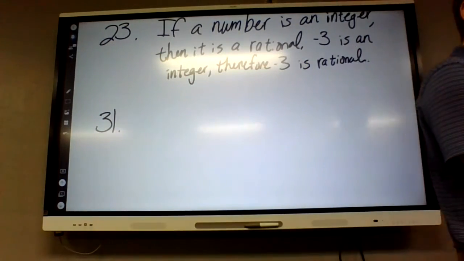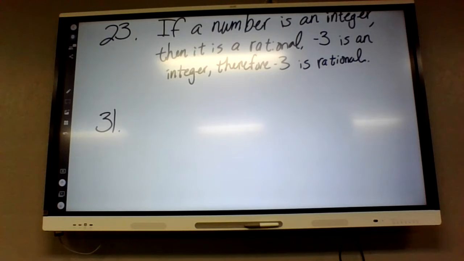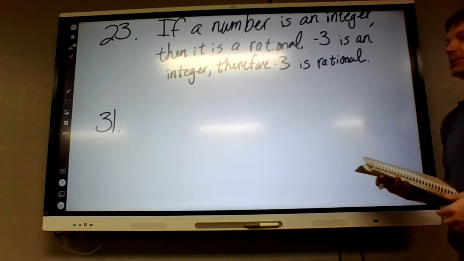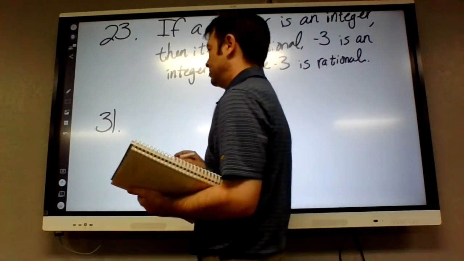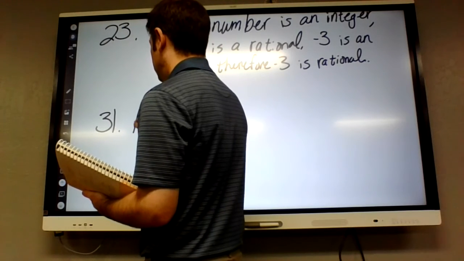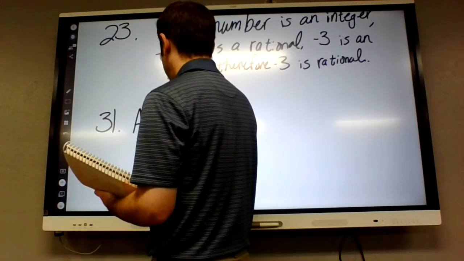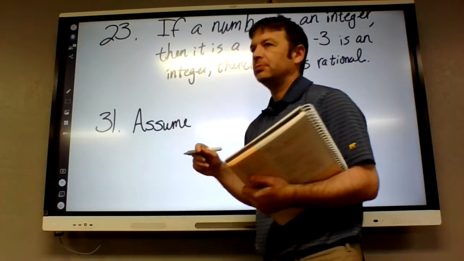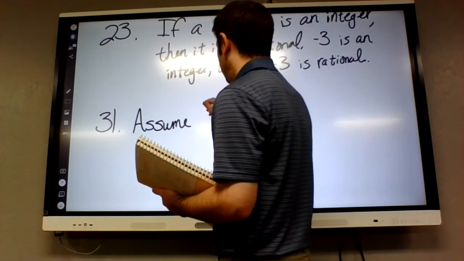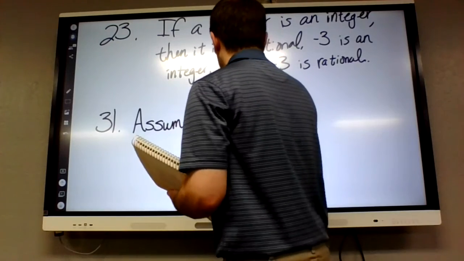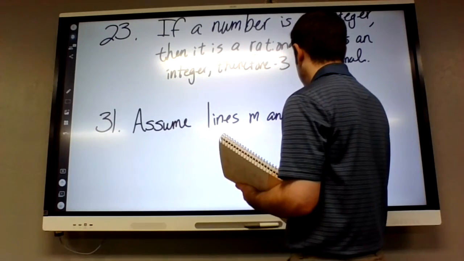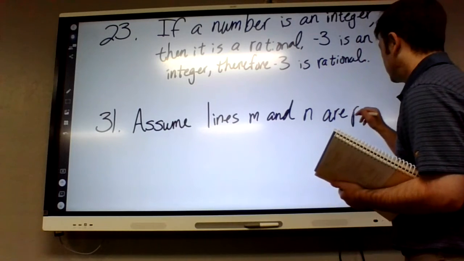Okay, on 31, it says the given is that angle 1 is not equal to angle 3. And we're supposed to prove that lines M and N are not parallel. If I'm trying to prove lines M and N are not parallel, what am I going to start by saying? Assume what? Assume they are parallel. Assume lines M and N are parallel.